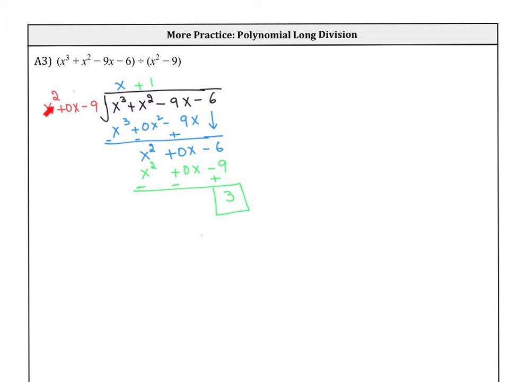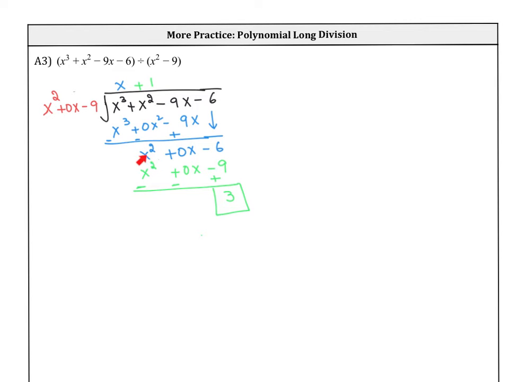So x times x squared is x cubed, x times 0x is 0x squared, and x times negative 9 is negative 9x. Change the sign because we are going to subtract. x cubed and negative x cubed cancel. x squared plus 0x is x squared. Negative 9x plus 9x cancel to 0. Bring down the negative 6.